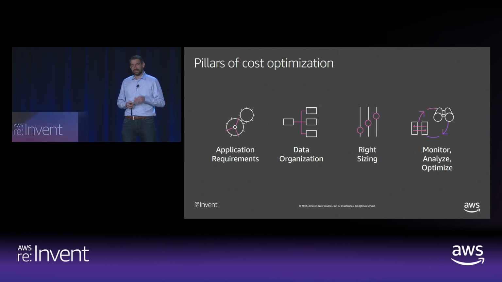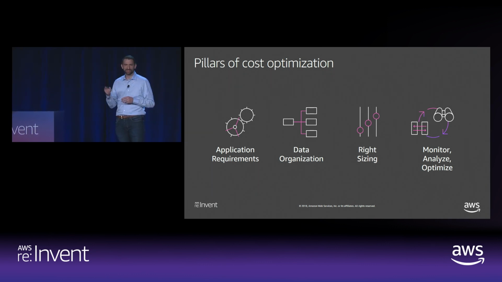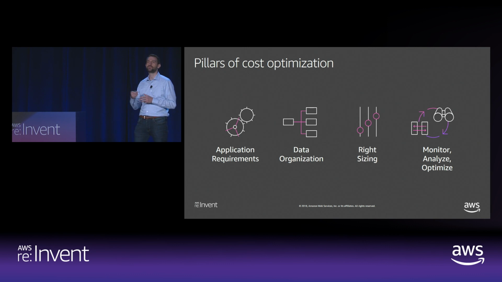And the last piece is really continuous optimization. We talk about monitoring your storage, analyzing your storage, and optimizing your storage. And as you can see with this nice circle, this is not a one-time step. So you don't do this once and then forget about it. You continuously do it. And I'll show you what features and tools S3 has to do that.